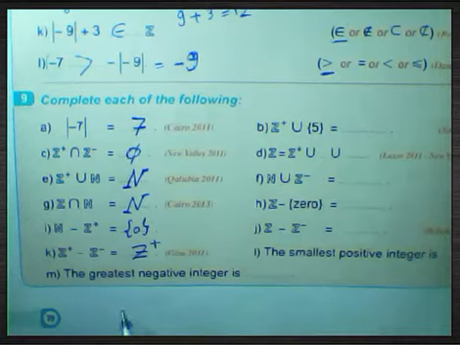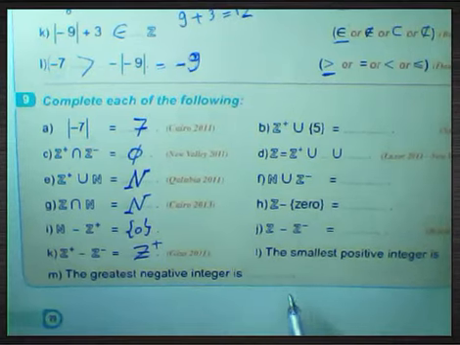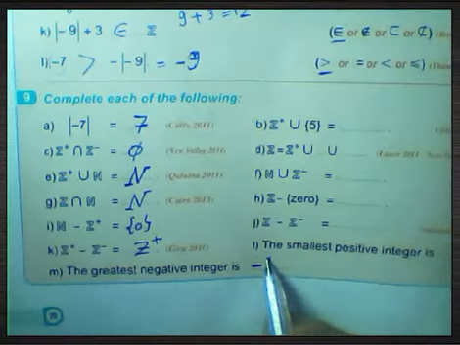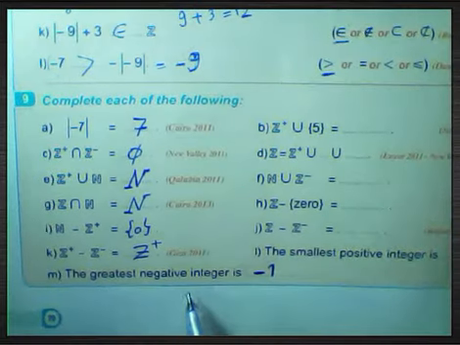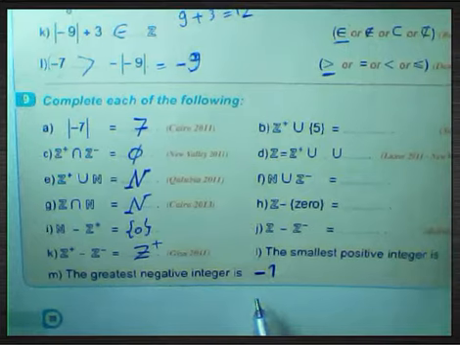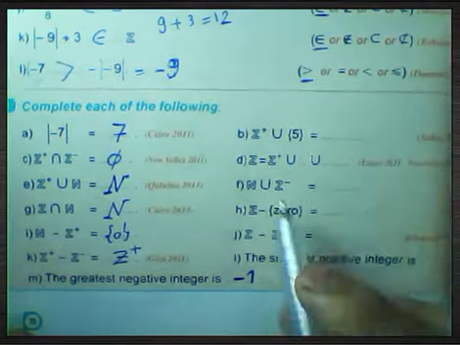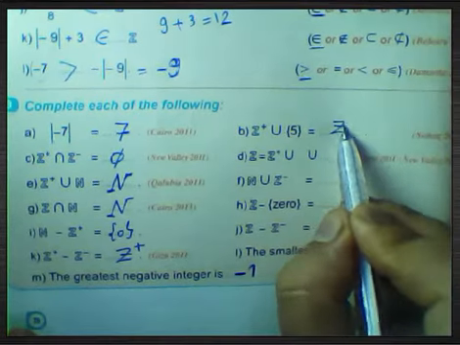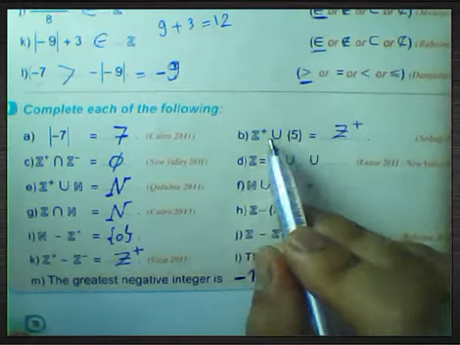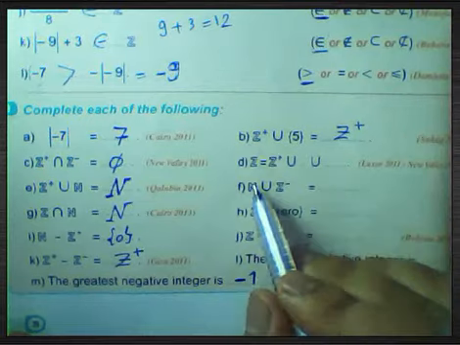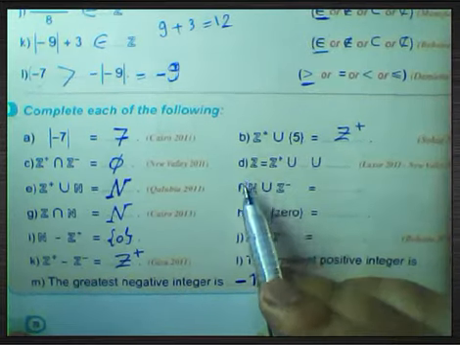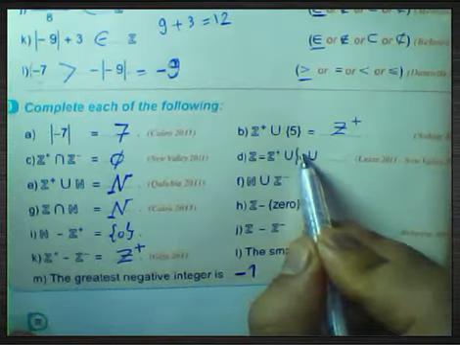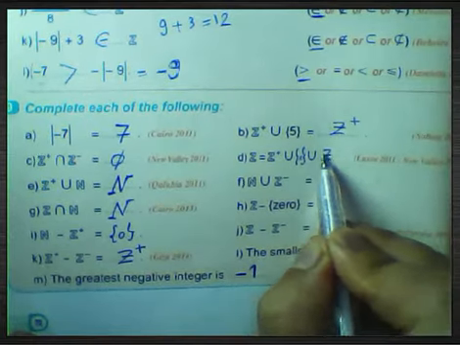Okay, the greatest negative integer is blank. The greatest negative integer is -1. Okay, Z positive union 5, it will be Z positive, because set of 5 is a subset of Z positive. Z equals Z positive union the set of 0 and Z negative.